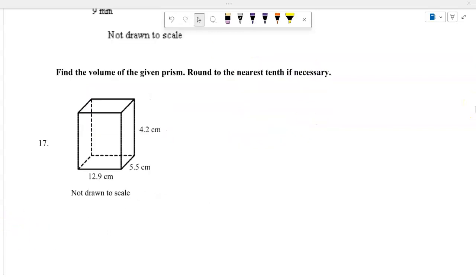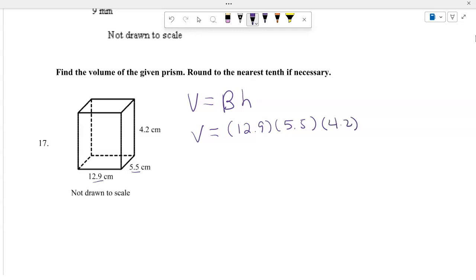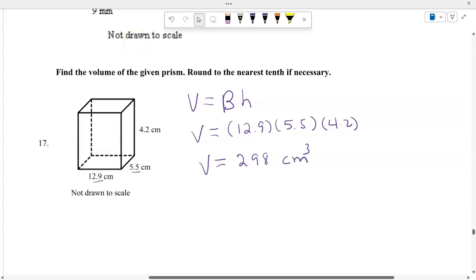Find the volume of the given prism. To find volume, it's going to be the area of the base times the height. To find the area of the base, it's 12.9 times 5.5, and then the height is 4.2. So you have 12.9 times 5.5 times 4.2, and you get 297, and it says round to the nearest tenth, so it's going to be 298 cubic centimeters. Volume will be cubic.